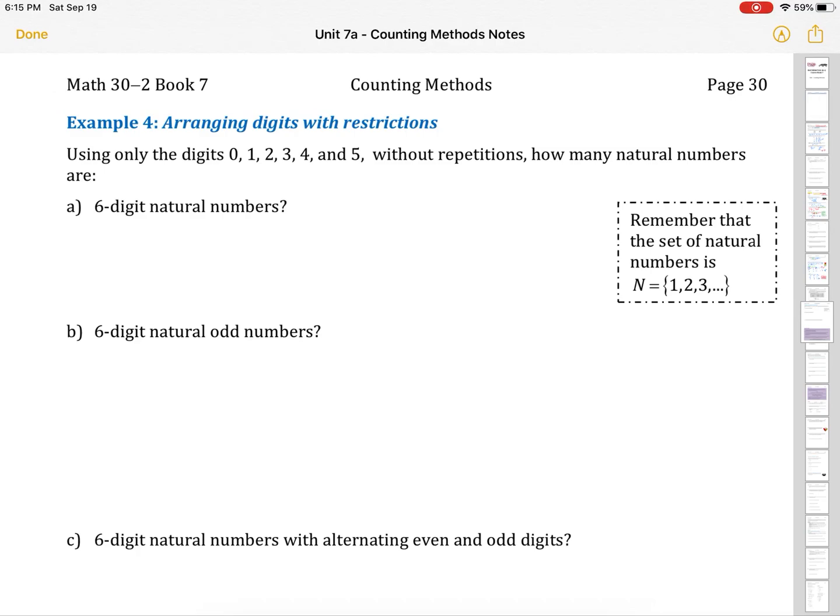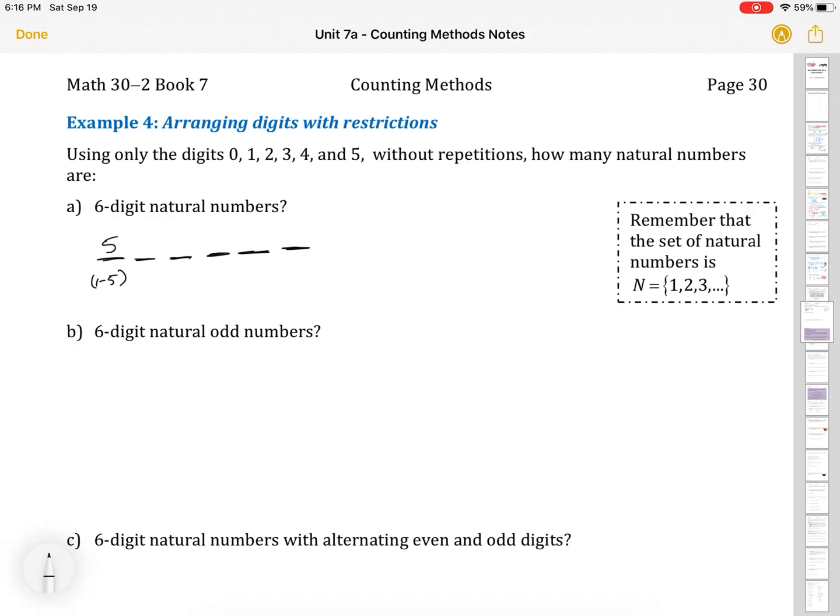So, yeah, one more example here with a couple different situations. Using only the digits 1 to 5 or 0 to 5 without repetitions, how many natural numbers are 6-digit natural numbers? Okay, so let's think about this. We're going to map it out. So we have 1, 2, 3, 4, 5, 6. Now they have to be 6-digit natural numbers.